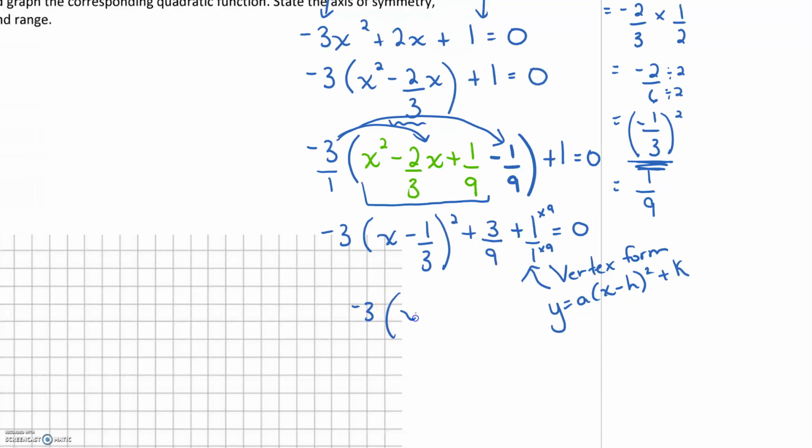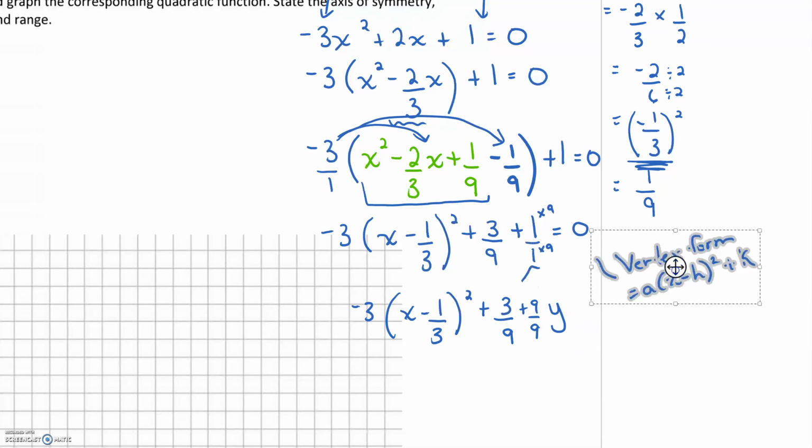Just going to rewrite the rest here. Now that'll be 3 over 9 plus 9 over 9, and all that's going to equal 0. So we'll write that down over here.